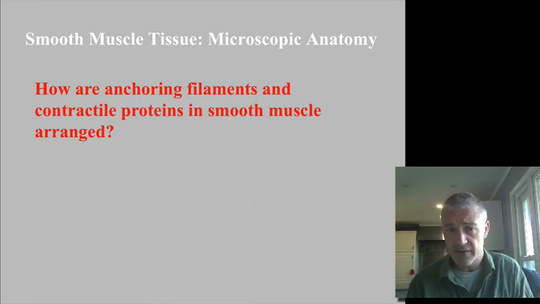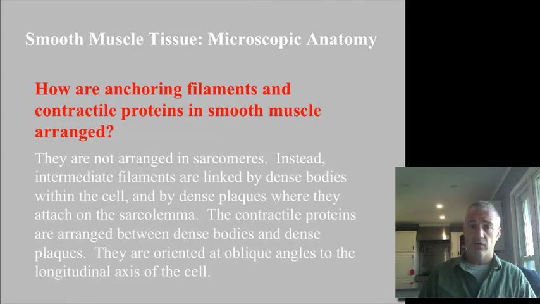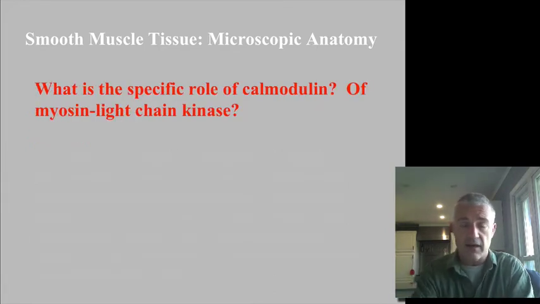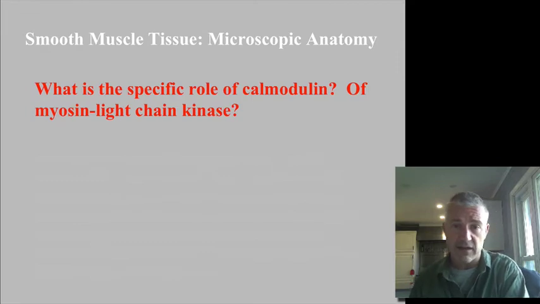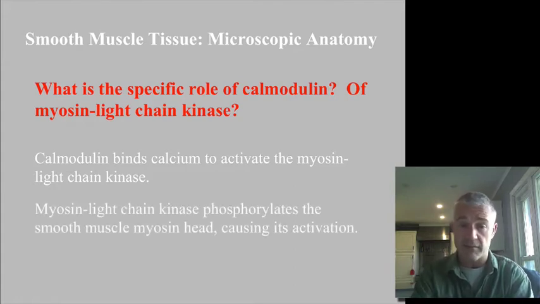So again, how are these anchoring filaments put in here? And how is the contractile protein in this muscle arranged? We don't have sarcomeres. We have these dense bodies and dense plaques, and these filaments are going to be in between those at kind of oblique angles in a number of different directions. The calmodulin and the myosin light chain kinase, you need calcium to bind to the calmodulin to activate that. That will then activate the myosin light chain kinase, which will phosphorylate the myosin heads and allow the muscle to start contracting.